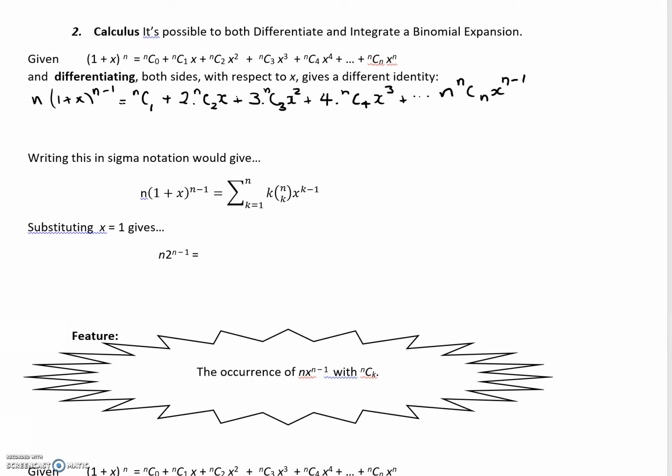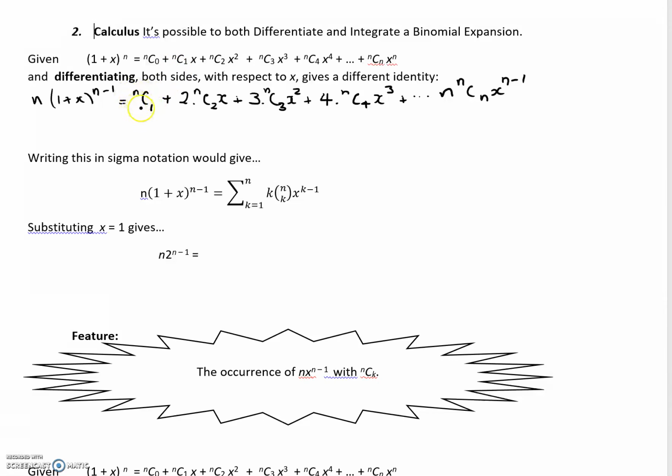So you can see there we've just followed the standard rules for differentiating. We're differentiating with respect to x. Bring the power to the front, subtract 1 from the power. Differentiate a constant, it disappears. Bring the power to the front, subtract 1 from the power, it goes to 0. So we just get nC1.